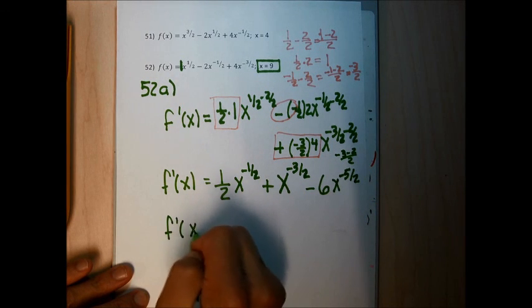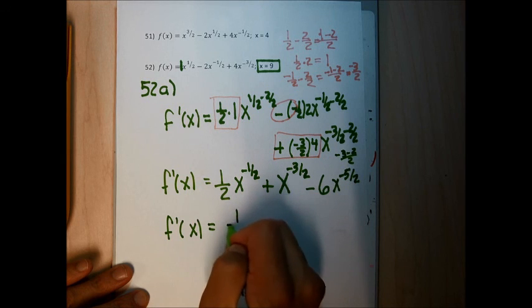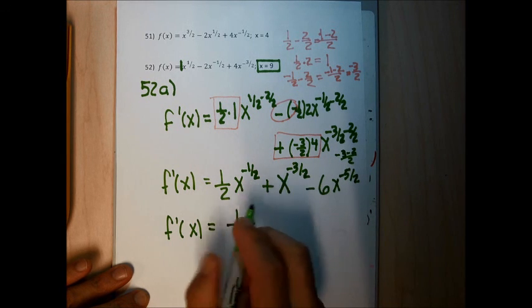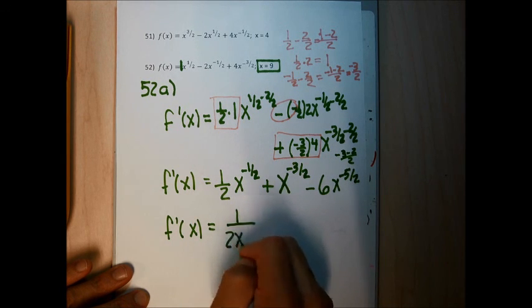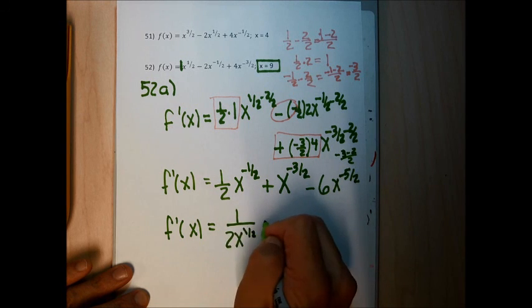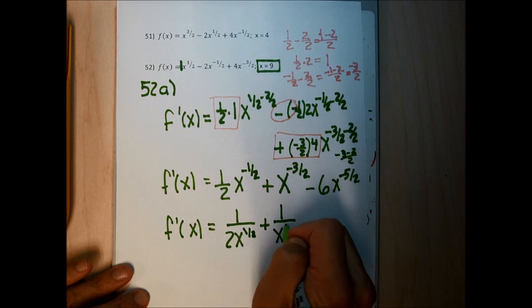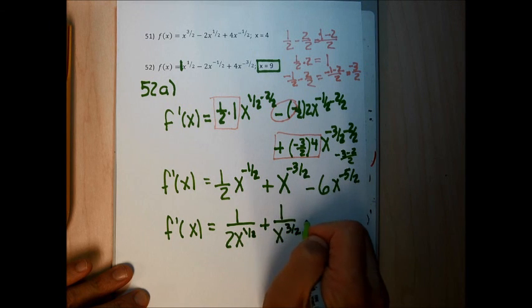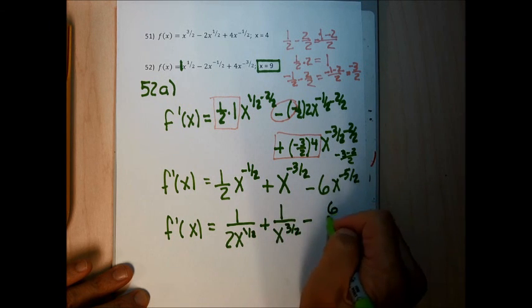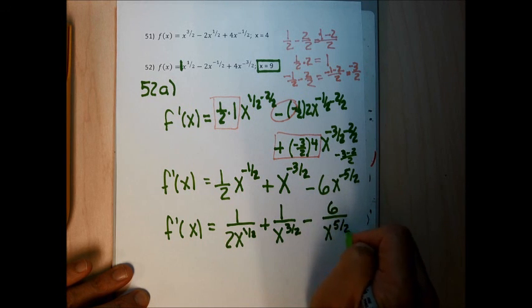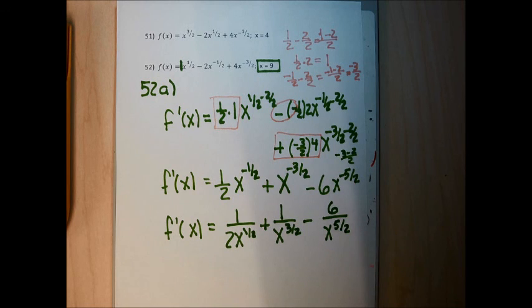So I'm going to go ahead and do that, write it with positive exponents by bringing the x to the negative 1/2 into the denominator with the 2, by creating a fraction for the x to the negative 3/2 to go into the denominator with a 1 in the numerator, and writing the x to the negative 5/2 underneath this coefficient of 6. So that is the derivative written without radicals, but because the initial problem didn't have radicals, I don't really think I need to have radicals.